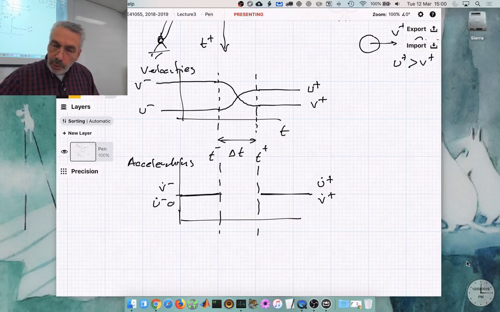So let's take the easy one, u. It becomes positive and then zero again. So it's like a bump. So the u dot would look something like this. So this is then the u dot.